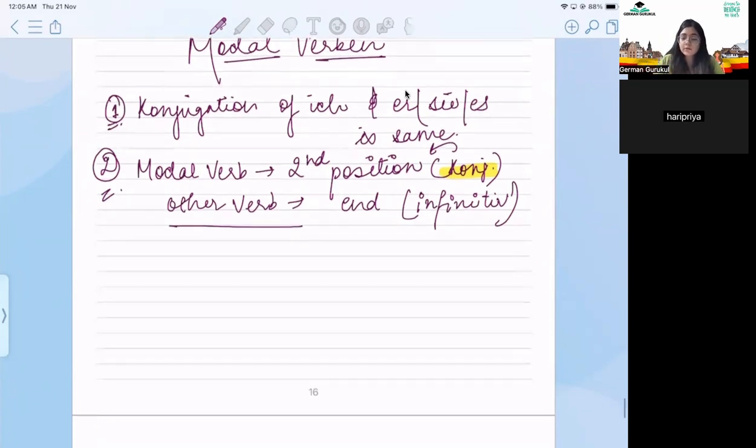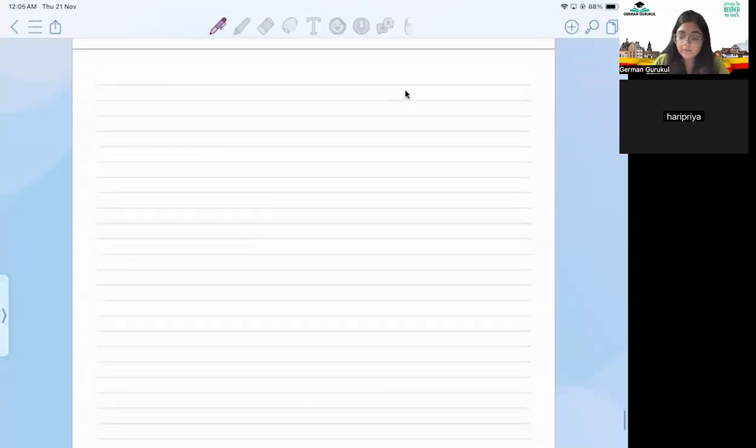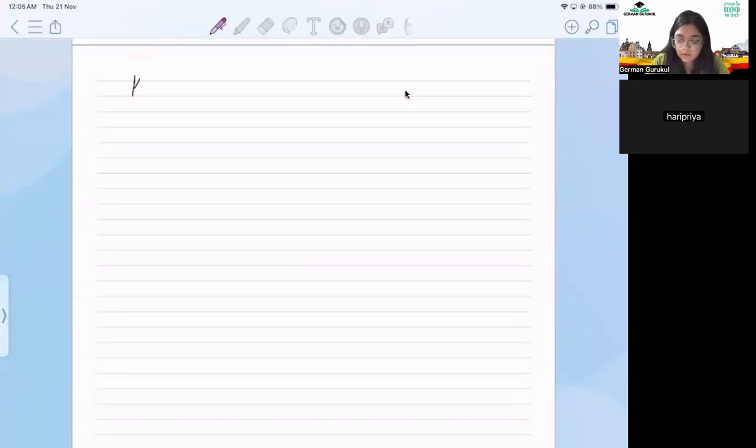So these two rules you have to remember. I'll tell you how to apply these. You should just keep these two rules in mind while doing modal verbs. Now, the first modal verb which we are going to do is können.